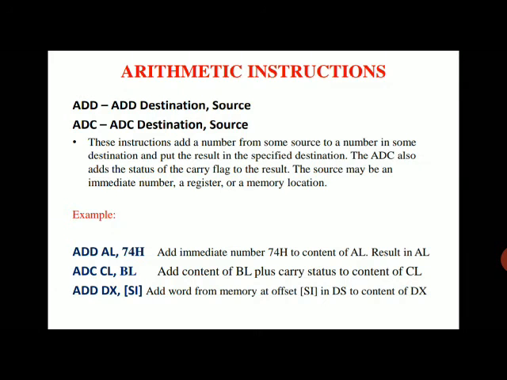So we have to first find out the memory location and choose the data in that memory location, and then we have to add the content in the DX register and then move the result to the DX register. This is the operation that takes place in this type of instruction.